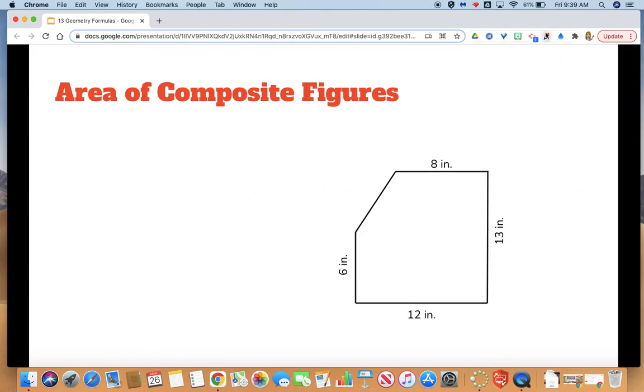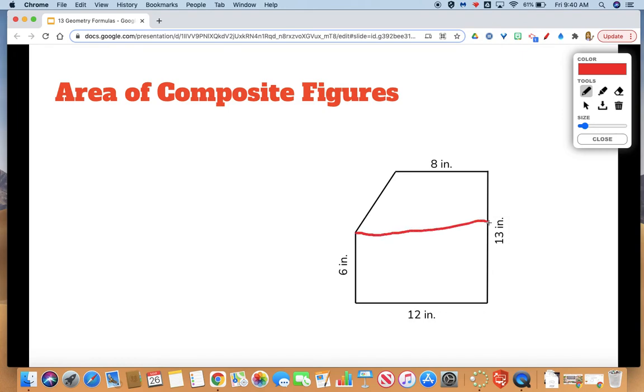This one gets a little bit tricky. I have a couple of places I could draw lines. I could draw a vertical line here or a horizontal line here. I'm going to choose the horizontal line. We have a little bit of problem solving to do. We now have a rectangle at the bottom and a trapezoid at the top. Let's start with the rectangle. Rectangle's formula is base times height, which is 12 times 6. That gives us 72.